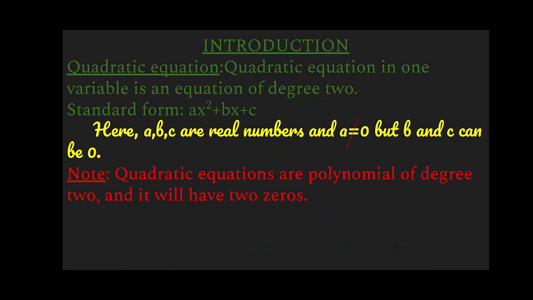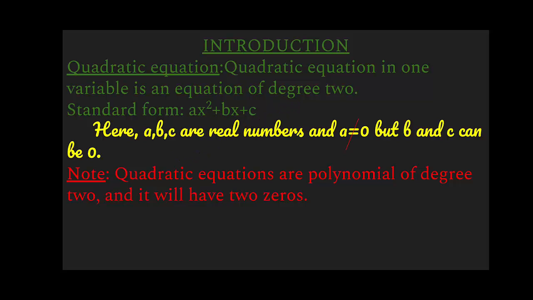Introduction. A quadratic equation in one variable is an equation of degree 2. The standard form of a quadratic equation is ax squared plus bx plus c, where a, b, c are real numbers and a is not equal to 0, but b and c can be 0. So we have a condition that a should not be equal to 0, but b and c can take the value of 0.